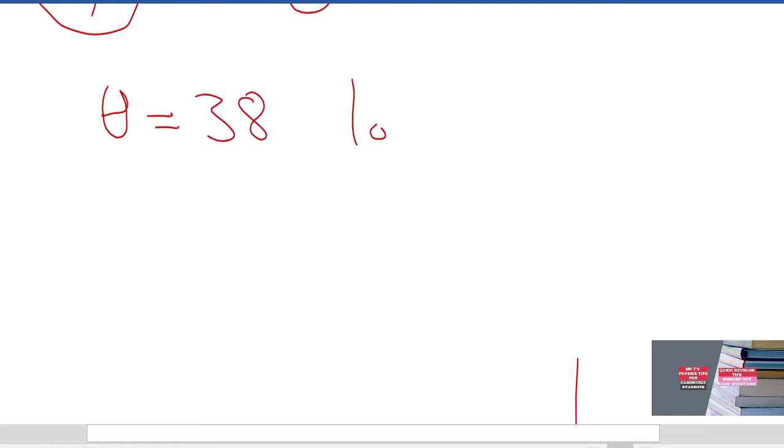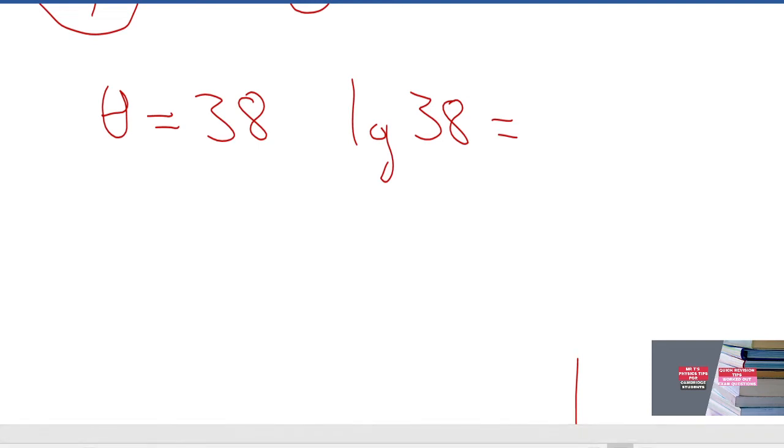So if on a calculator you say log of 38, that is to base 10 there, let's work it out, you should get 1.58 there.